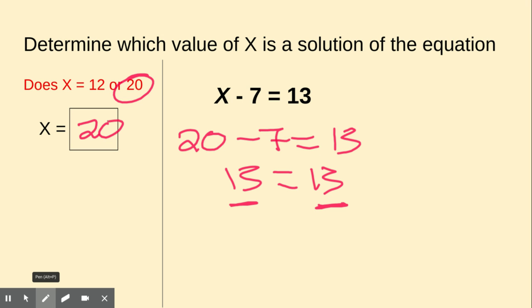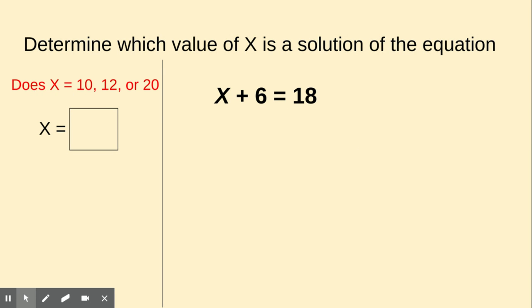So basically what we're doing is we are plugging in these two numbers for x, and we're making sure we're trying to get both sides of the equal sign the same. So when we plugged in 20 for x, we got 13 is equal to 13. And they're both the same. So 20 is what x would equal.